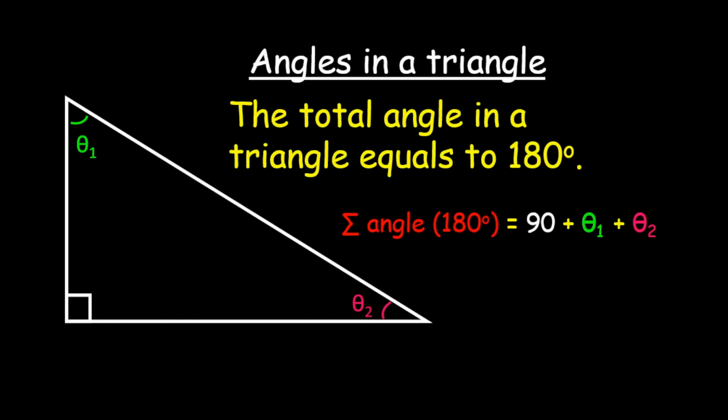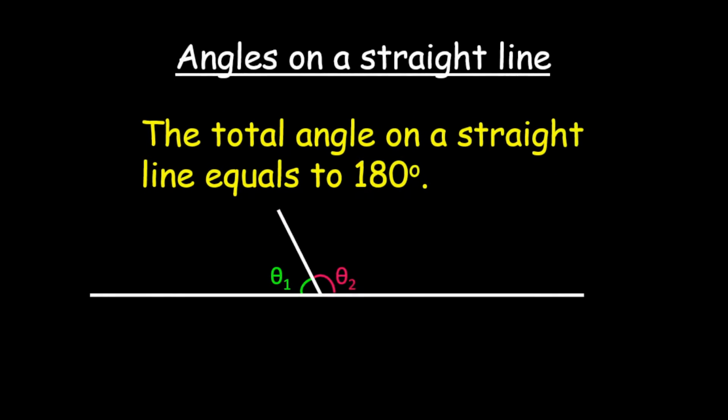The next concept: we're looking at angles on a straight line. Remember that the total angle on a straight line equals 180 degrees as well. Therefore, the total angle, 180 degrees, equals theta 1 plus theta 2.